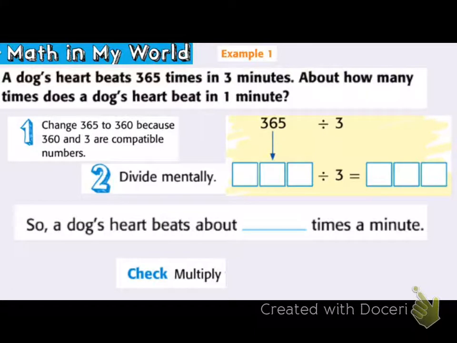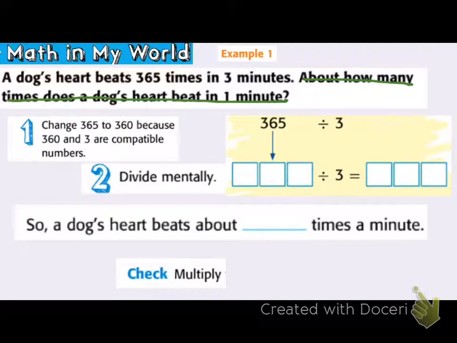All right, Math in My World, example 1. A dog's heart beats 365 times in 3 minutes. Wow. About how many times does a dog's heart beat in 1 minute? So I see a question. I'm going to underline that because I have to answer that question. How much does the heart beat in 1 minute?